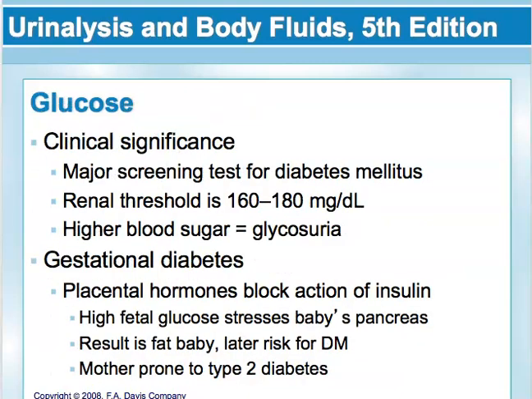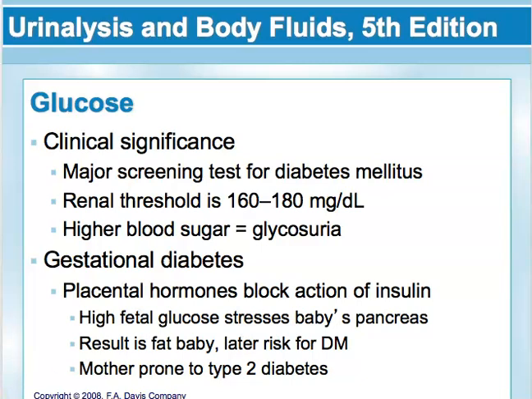Okay, the next test that we're going to talk about is glucose. This is the most frequently performed chemical test on urine because of its value in the detection and monitoring of diabetes mellitus. It also helps patients to monitor themselves at home and can detect problems prior to development of serious complications.